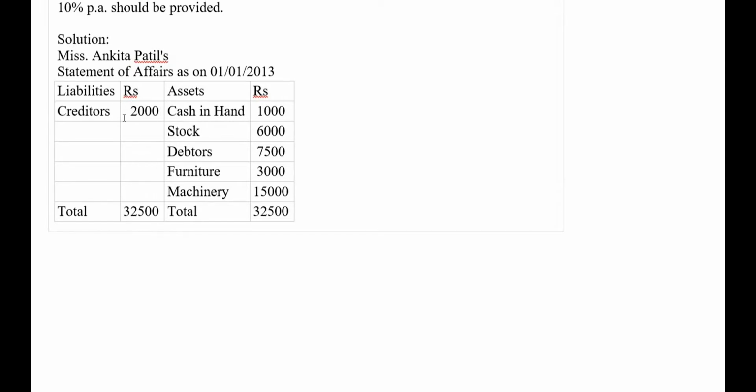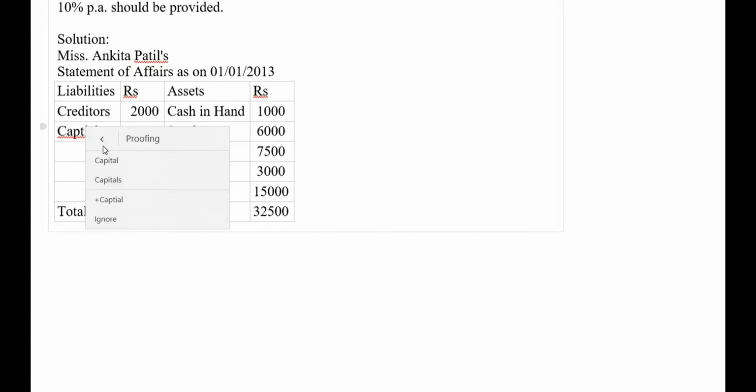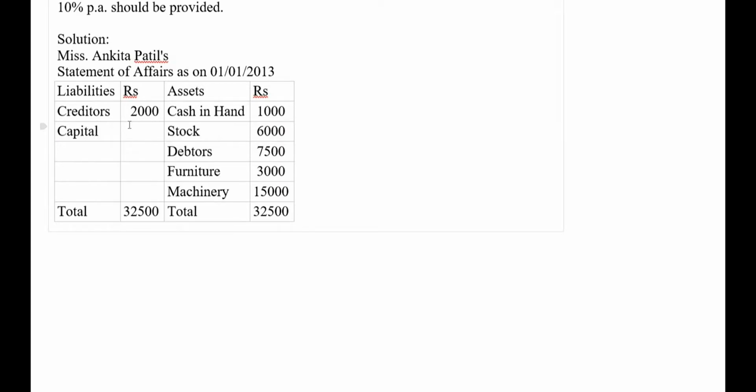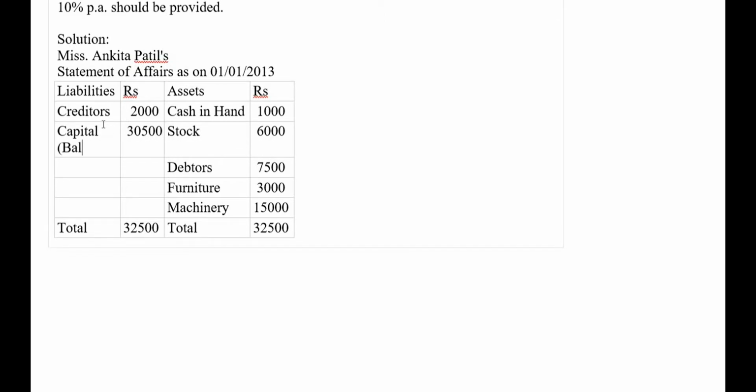Then the difference here is capital. So here capital, the capital difference comes to 30,500, which is a balancing figure in this problem. Let me make this bold here, 30,500.